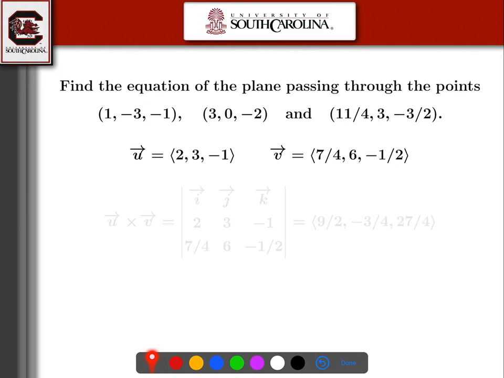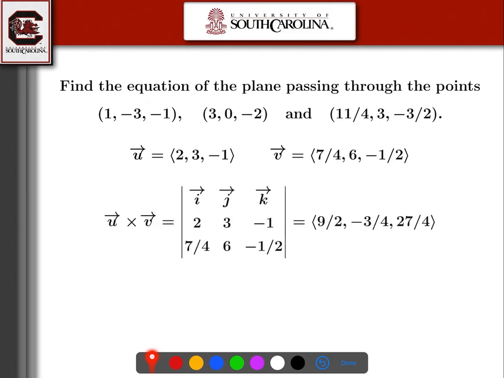So what we want to do again is take the cross product. The cross product of u and v will give me a vector that's normal, or perpendicular, to these two vectors. So 2, 3, minus 1, and 7/4, 6, minus 1/2 for the two vectors. And when I take the cross product, I get minus 3 halves plus 6. So minus 3 halves plus 12 halves, or 9 halves.